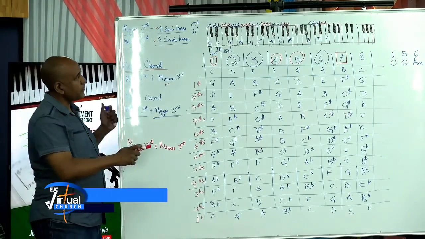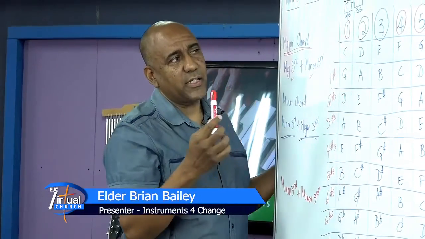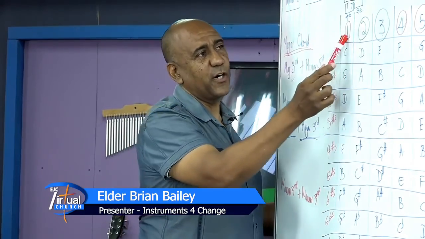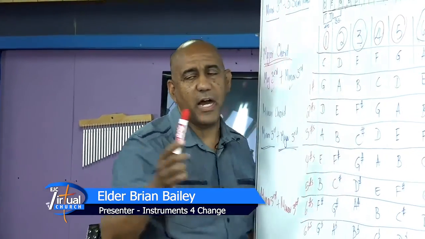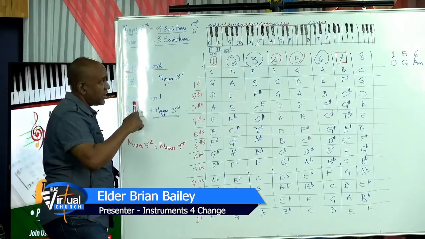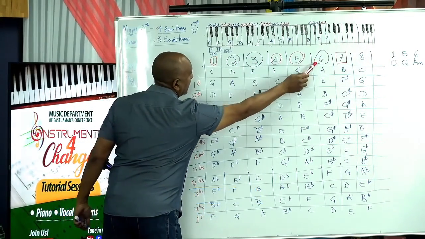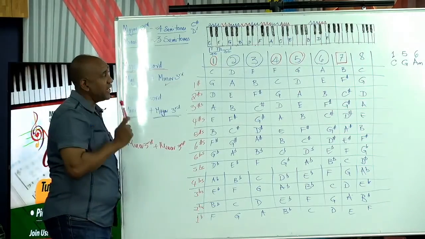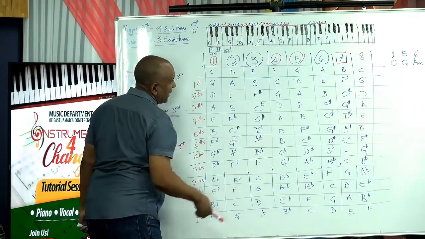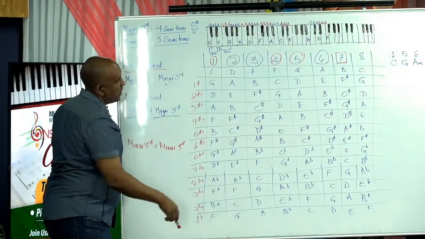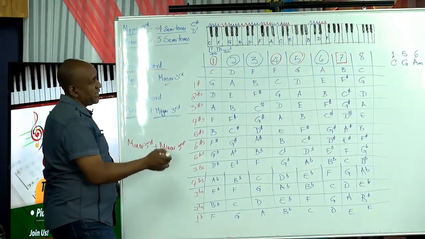Remember, in our scales, 1st, 4th, and 5th are major chords. 2nd, 3rd, and 6th are minor chords. The 7th is a diminished chord, which we'll ignore for now because we will not be using it today.